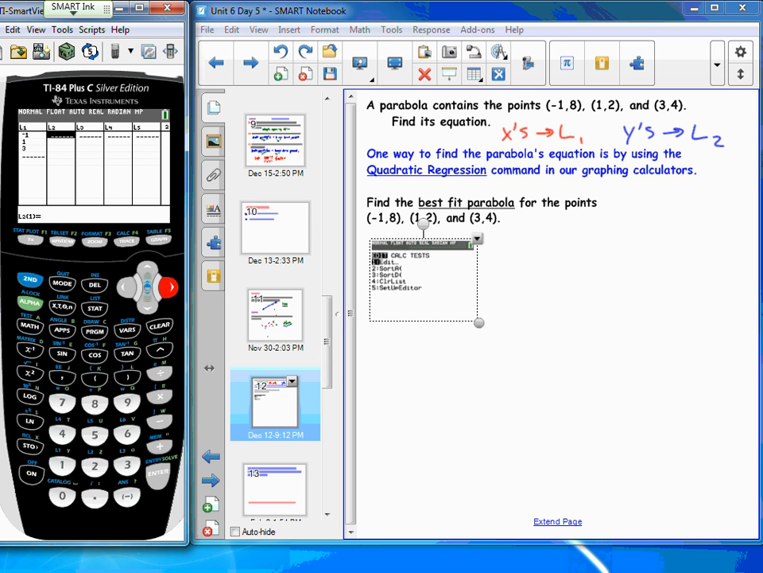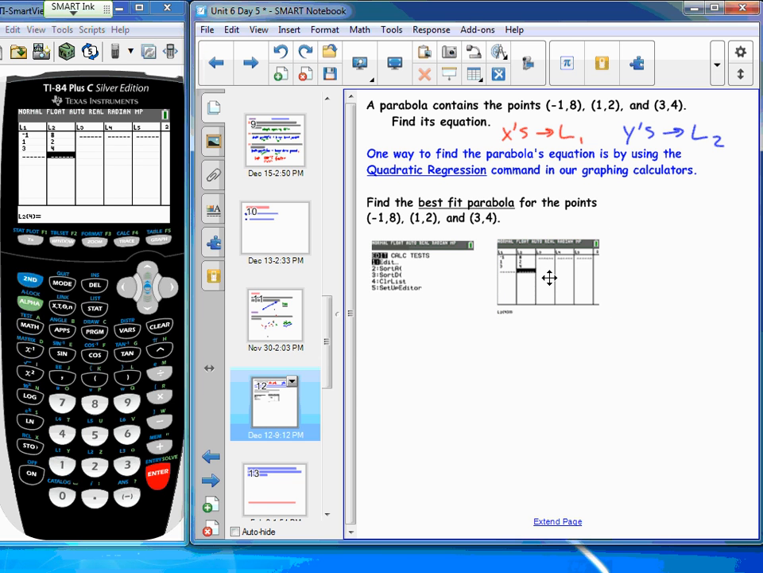So I have -1 is paired with 8, enter. 1 is paired with 2, enter. And 3 is paired with 4. So at this time, make sure that you have them entered correctly in your graphing calculator. Once again, that's stat, edit, x is in list 1, y is in list 2.